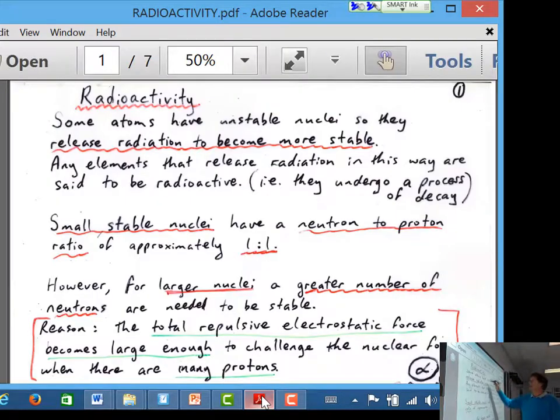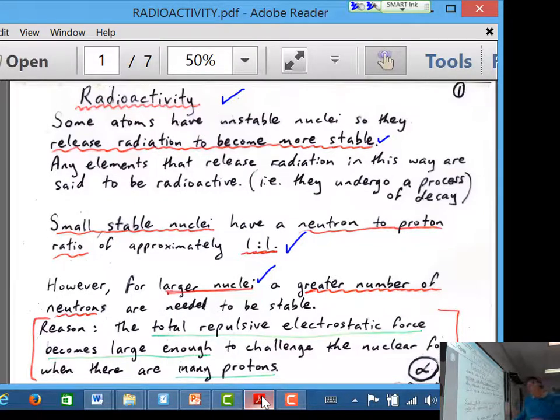So what we're saying here is that things that are radioactive are going to release radiation because they're not stable, and they're going to become more stable by spitting out the radiation. The small ones tend to be a 1-to-1 ratio, neutrons to protons. But the larger nuclei have a greater number of neutrons, and that helps to separate the protons to a greater distance while providing an equal nuclear force.